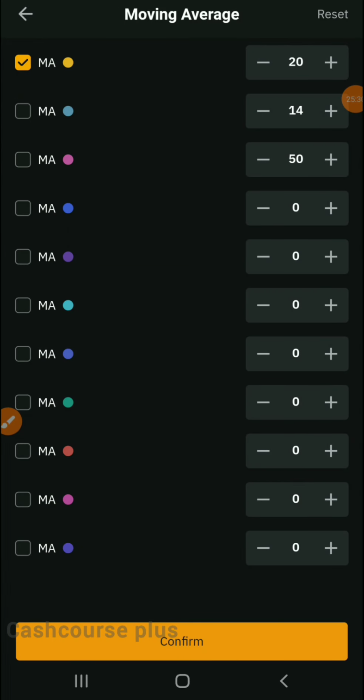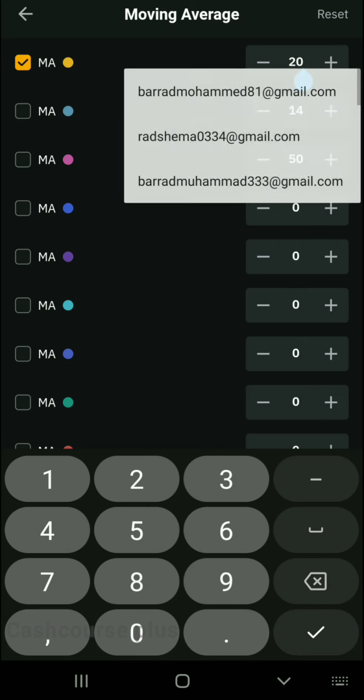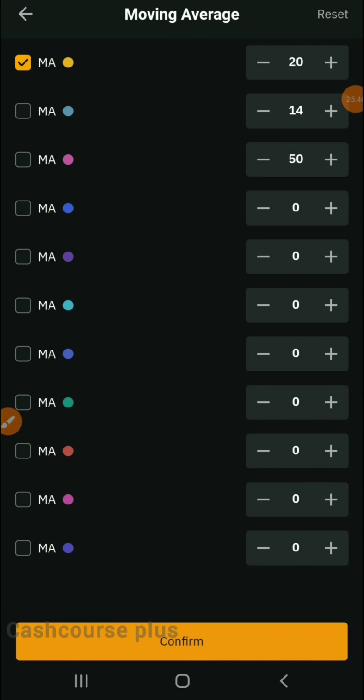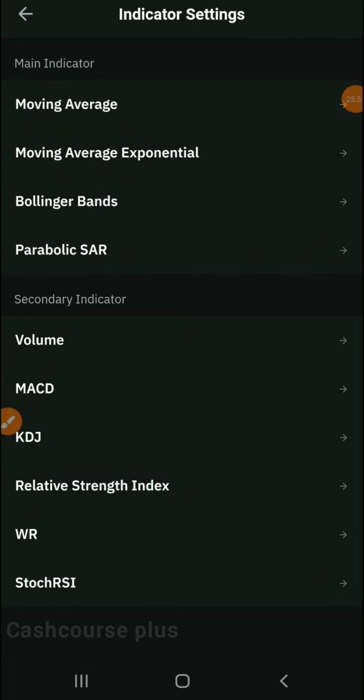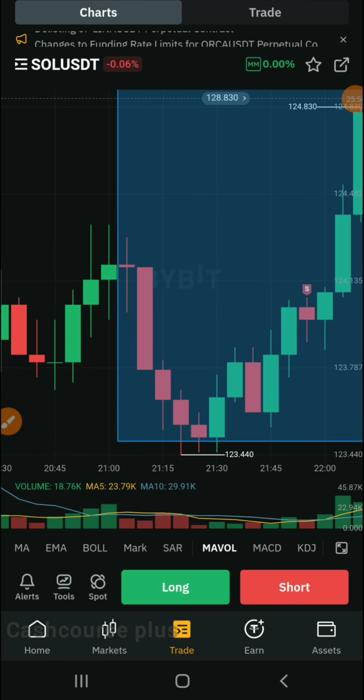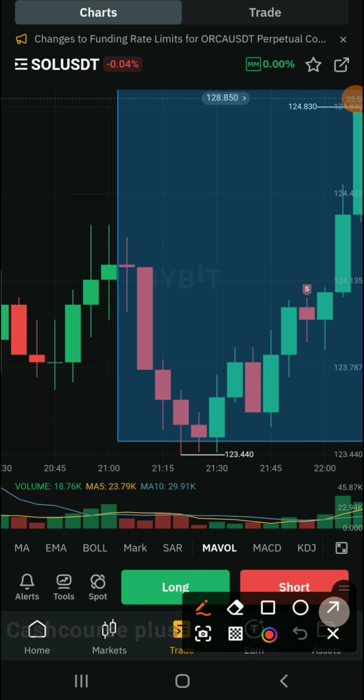You're going to see MA1, MA2, MA3. Just choose one of the moving averages, and whatever it is, change that moving average to 20, just like this. When you change your first moving average, MA1, to 20, click on confirm to save your settings, and then go back, just like this. You just need to come over here and toggle on your MA.